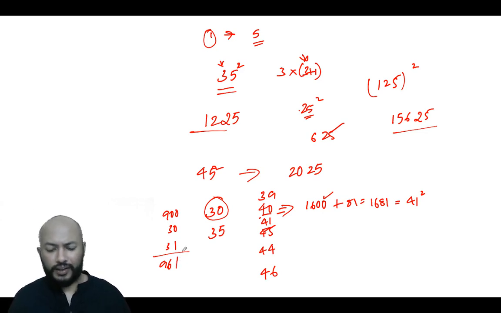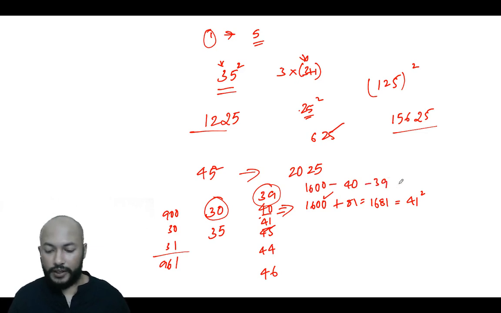Fine. Same thing. Now we have seen numbers ending with 1, 31, 41. Let's see how we find the square of 39. Same thing, 1600 minus 40 minus 39.